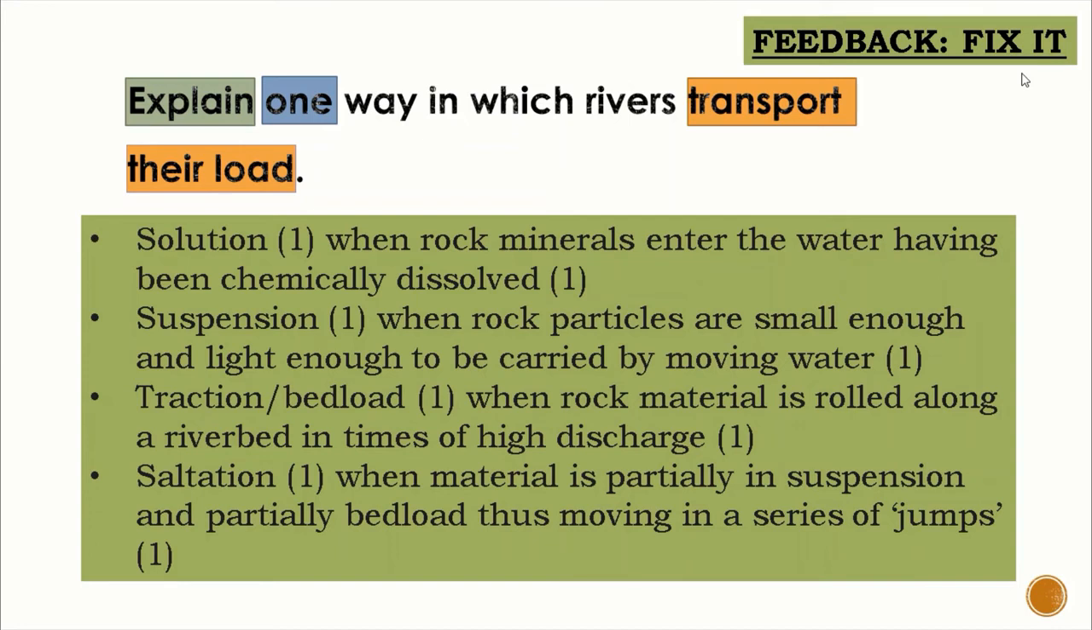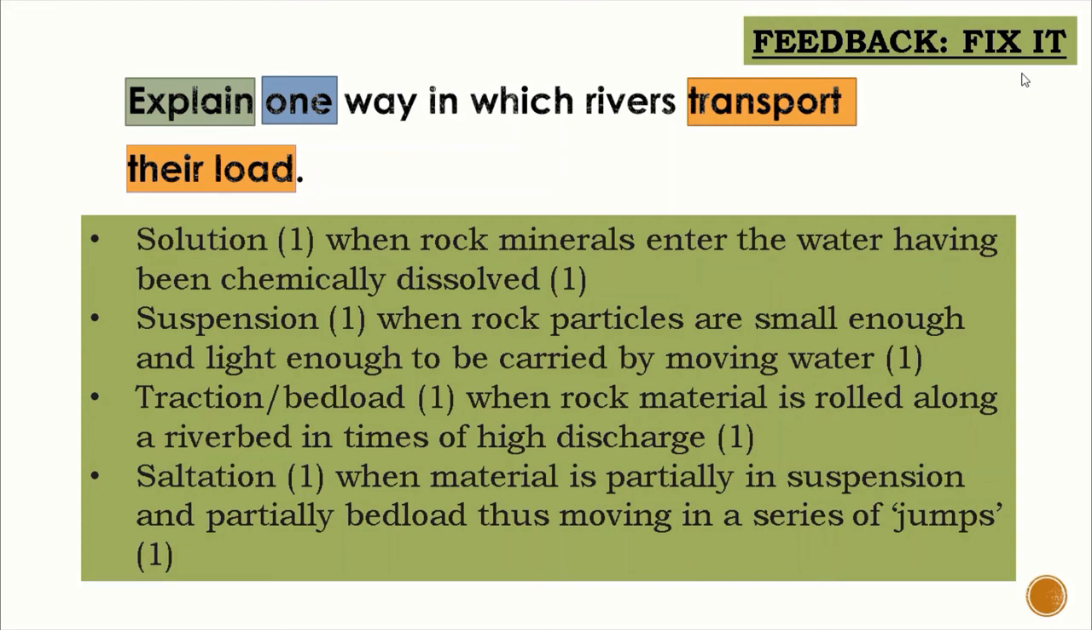So the first mark is for identifying the type of transportation. So solution, suspension, traction or saltation. So you get 1 mark for just outlining what the transportation method is. The second mark is for your explanation of how that is actually occurring. So solution, when rock materials enter the water having been chemically dissolved. Suspension, when rock particles are small enough and light enough to be carried by moving water.